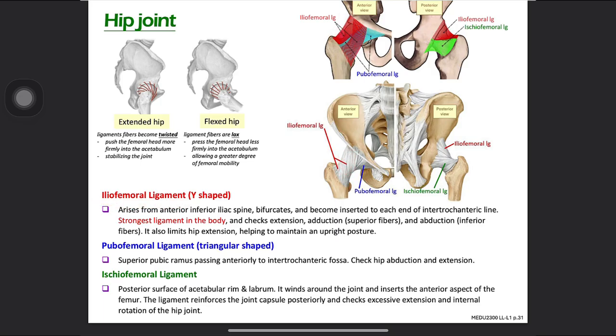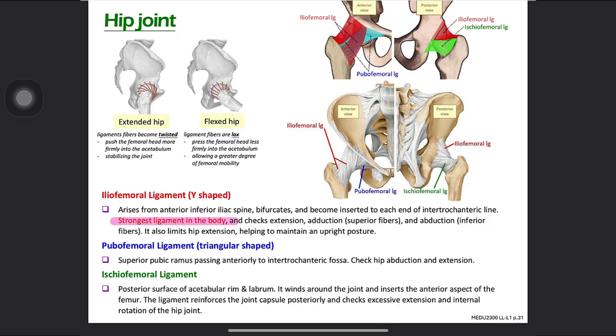This arises from the anterior inferior iliac spine, and then it bifurcates and becomes inserted to each end of the intertrochanteric line. This is the strongest ligament in the body, the strongest one. And it checks extension or abduction depending on the fiber bundle, okay?